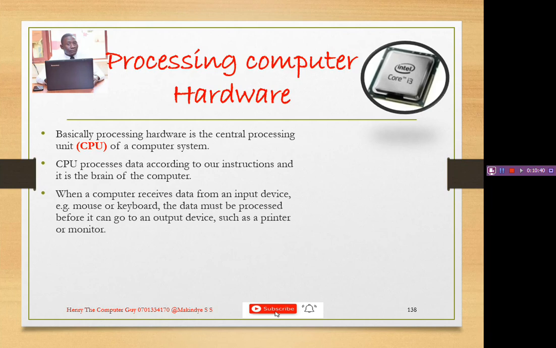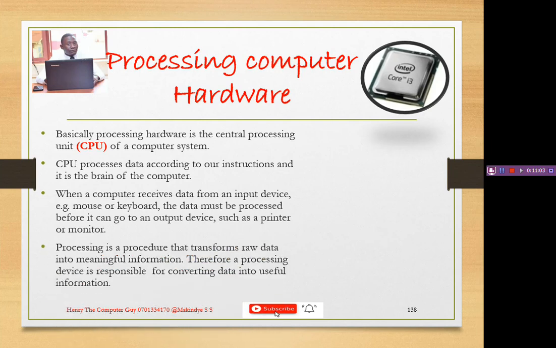When a computer receives data from an input device, for example, a mouse and a keyboard, the data must be processed before it can go to an output device, such as a printer or a monitor. So when you enter data, it has to work upon it. It is being worked upon, for example, by the CPU. Then it will go to the output device. Then you are able to see it.